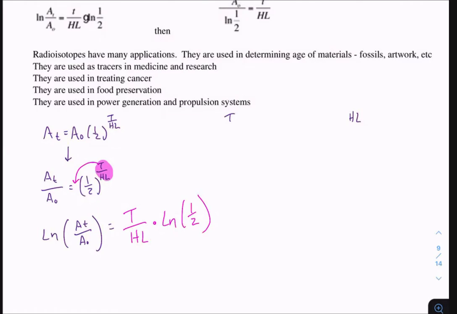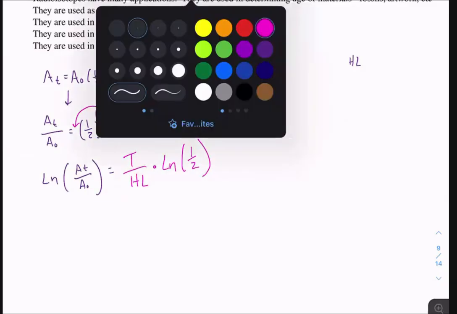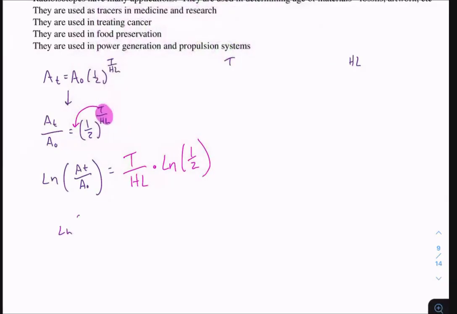Think of it as this is one variable, this is one variable, and this is one variable. So right now you're looking at three variables. How could I rearrange this, or what could I do to solve for t over HL? How do I solve for just this? Yeah, divide, right. So the next step would be ln of a sub t over a naught divided by ln of 1/2, and that is set equal to time over half-life.